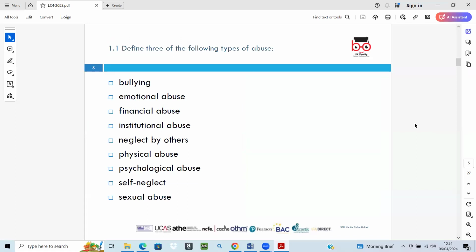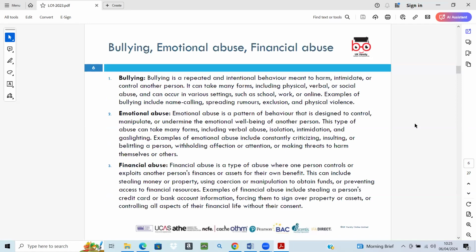So now we have, what does it say? Define three of the following types of abuse. Okay, so now we have a list of types of abuse: bullying, emotional abuse, financial abuse, institutional abuse, neglect by others, physical abuse, psychological abuse, self-neglect, and sexual abuse. So we'll discuss them.